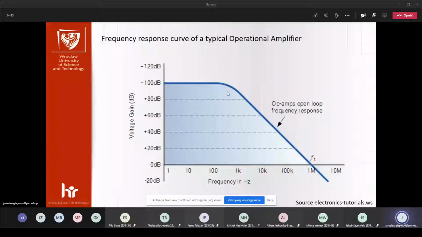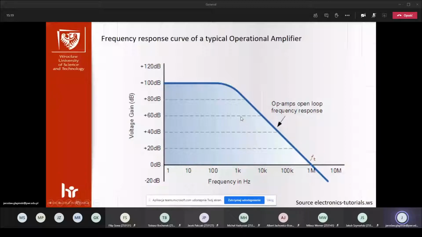Of course, these are typical amplifiers, because as you remember, we have many types of amplifier, and we do have amplifiers where this frequency is very, very high, megahertz or terahertz. But the typical amplifier that we use for measurements is like this. The frequency is about 1 or 10 kilohertz, and then the voltage gain drops.